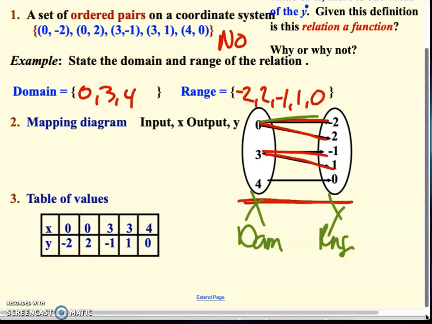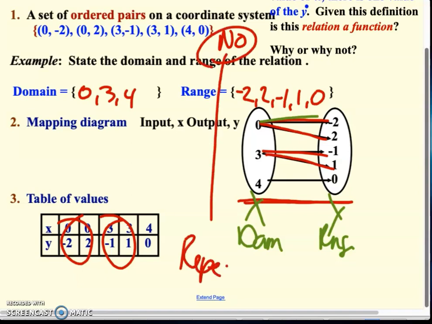Again, when I see things going on like this and like this, I go, not a function. One x corresponding to the same x corresponding to two different y values. So again, what makes it a no is repeated x values.